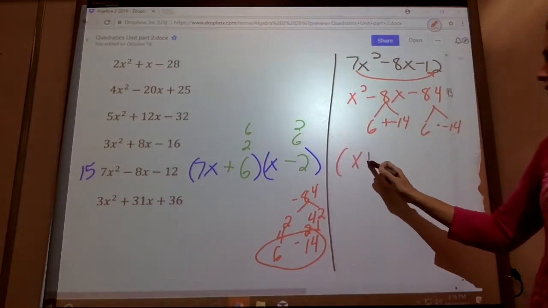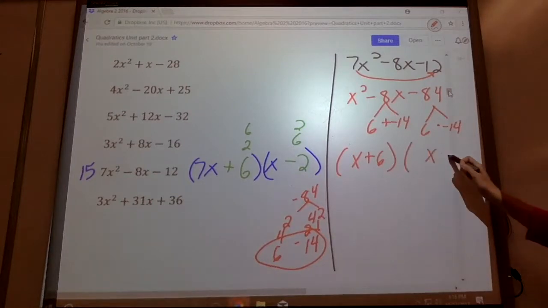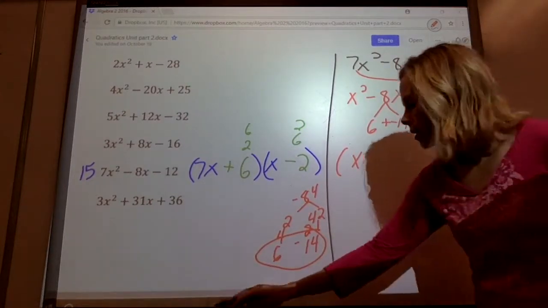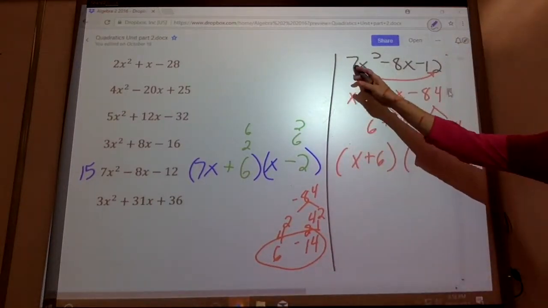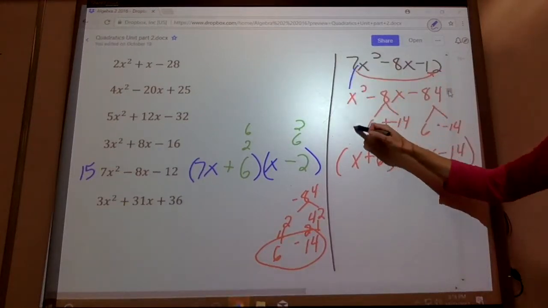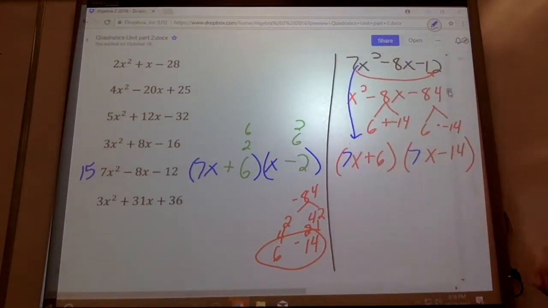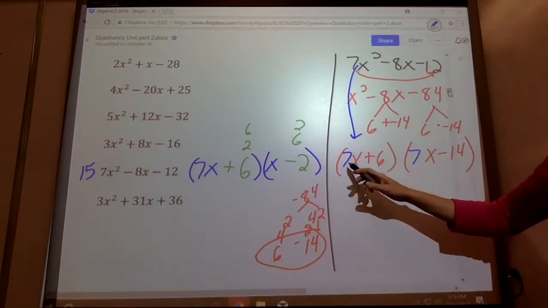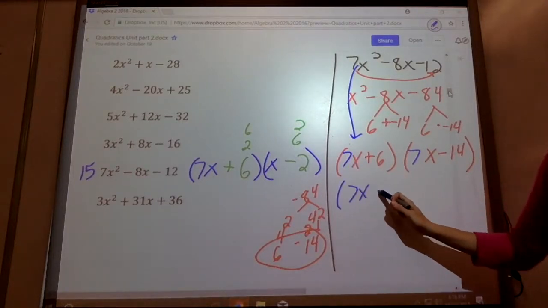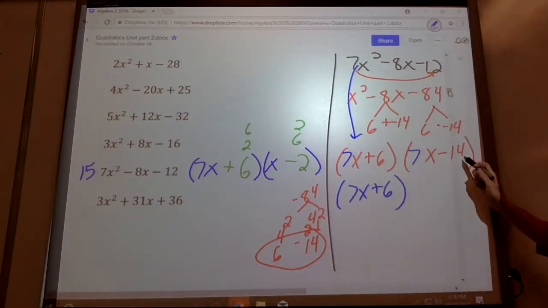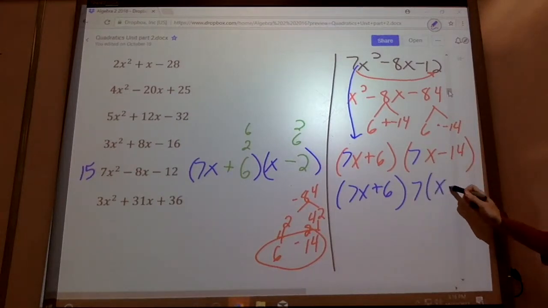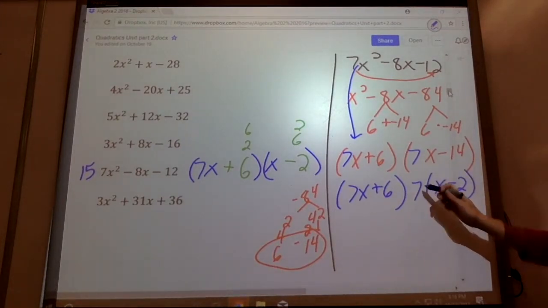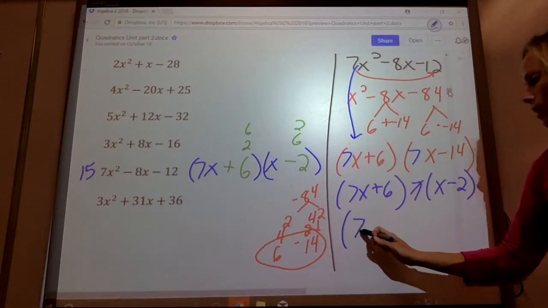So I factor positive 6, negative 14. But if my A term goes away, my A term has to come back. Can I take anything out of 7 and 6? No. Can I take anything out of 7 and 14? A 7. Anything that factors out goes away. So now it's factored.